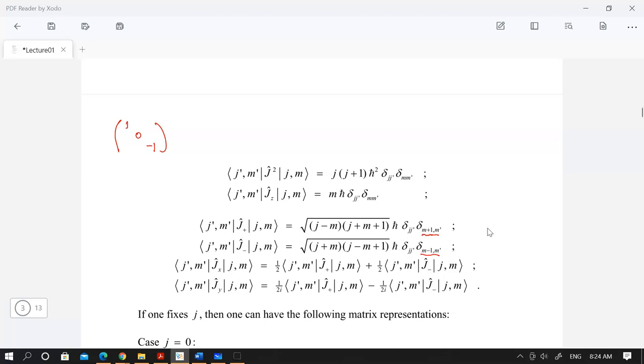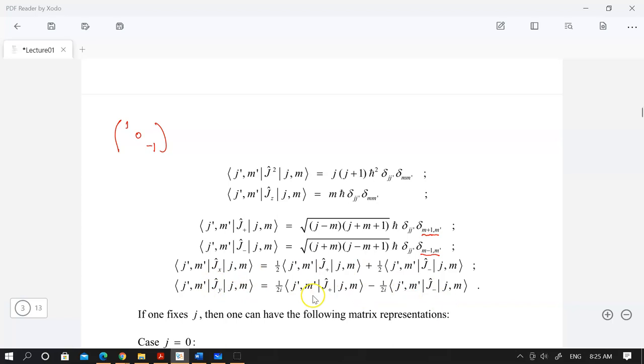So the best thing is to look at this, and of course, you can invert the combination of J plus and J minus to get your JX and JY, because you can always rewrite them. In this way, one combination of J plus and J minus will give you JX, and another combination of J plus and J minus will give you JY.